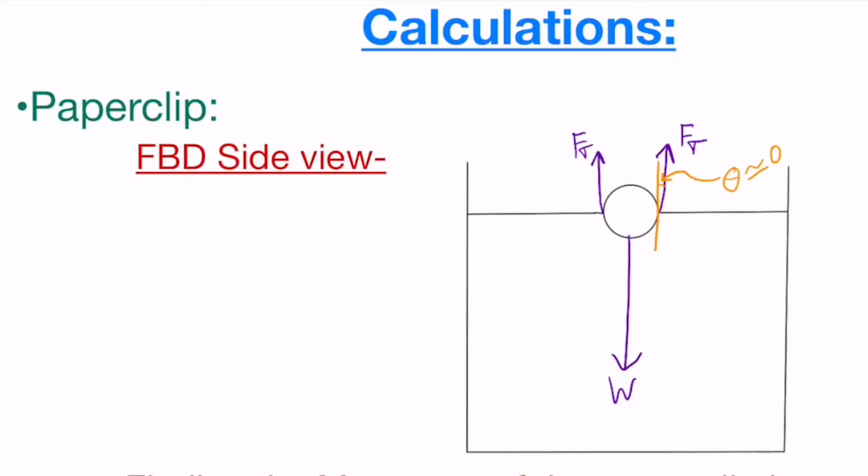Starting with my calculations for the paperclip, I drew a free body diagram where this is the end of the paperclip. You have two forces of the surface tension coming out both sides with the weight going straight down. The force of the surface tension doesn't come straight up. It comes out at a slight angle, but the angle is so minimal that we say it's about 0.